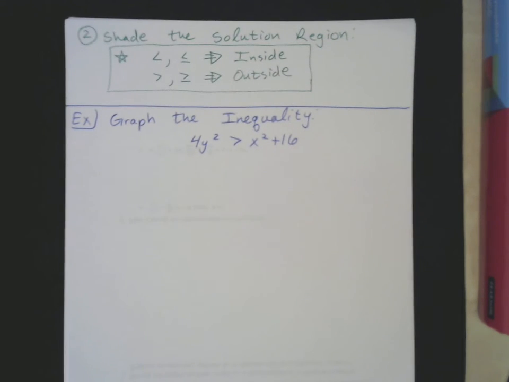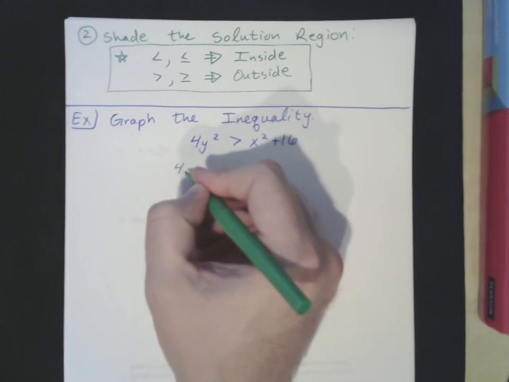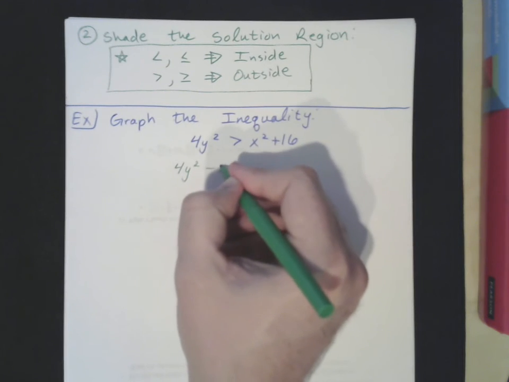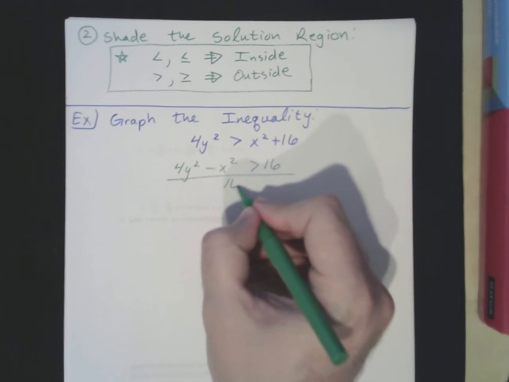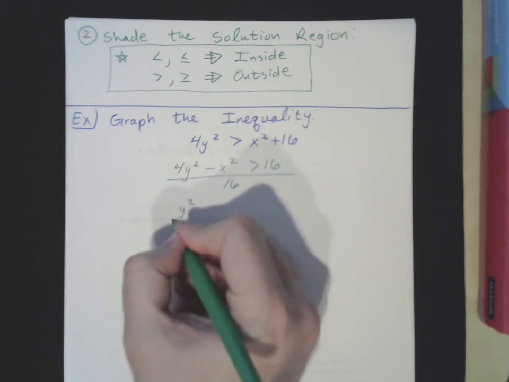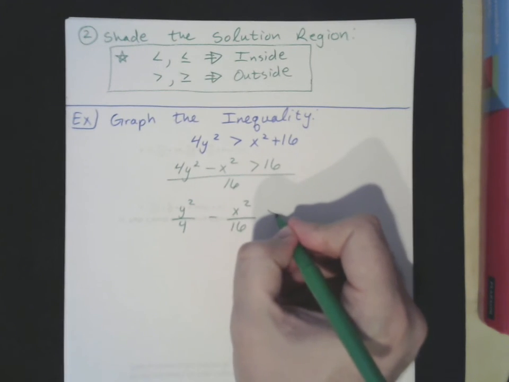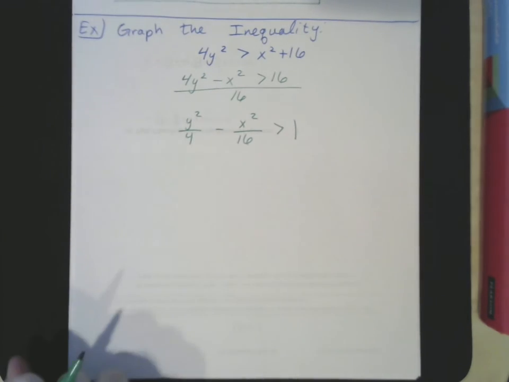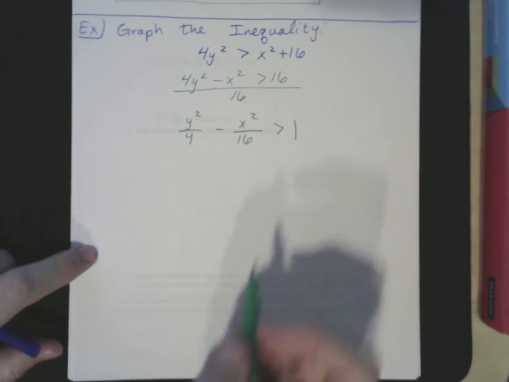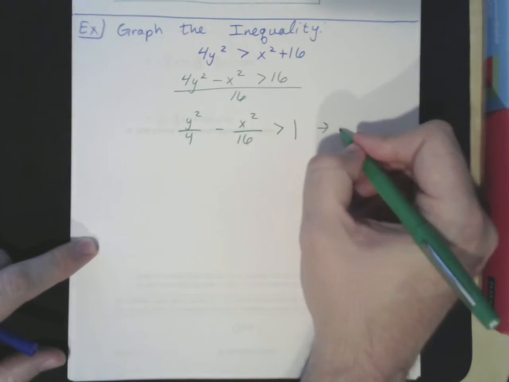So the first thing that we want to do is put this in standard form. So I'm going to move the x squared over. 4y squared minus x squared is greater than 16. And I'm going to divide everything by 16 to get y squared over 4 minus x squared over 16 is greater than 1. So now we can look at this and start to identify the conic. Since this is a negative, this is a hyperbola.